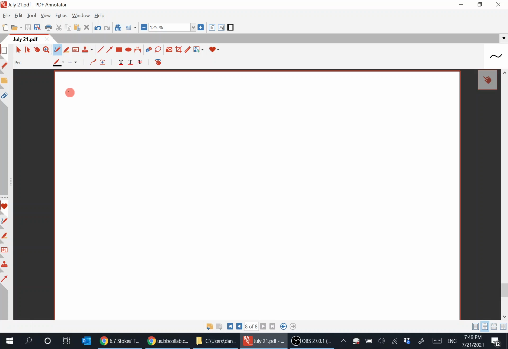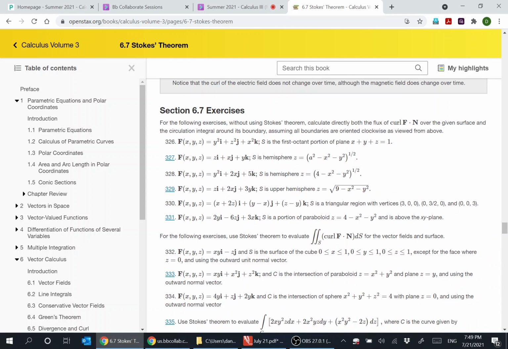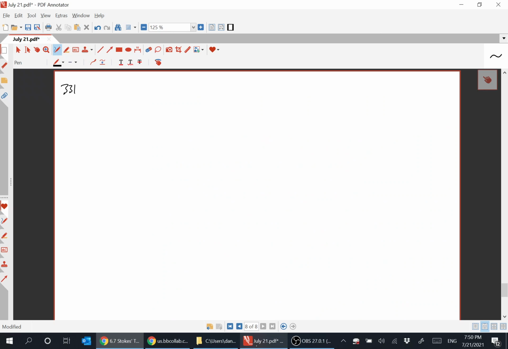Okay, 331. So F is equal to this. S is the portion of the paraboloid that is above the xy plane. So again, you can just take the disk. The portion of the paraboloid above the xy plane is just like that hemisphere. So 331 is a similar sort of problem.